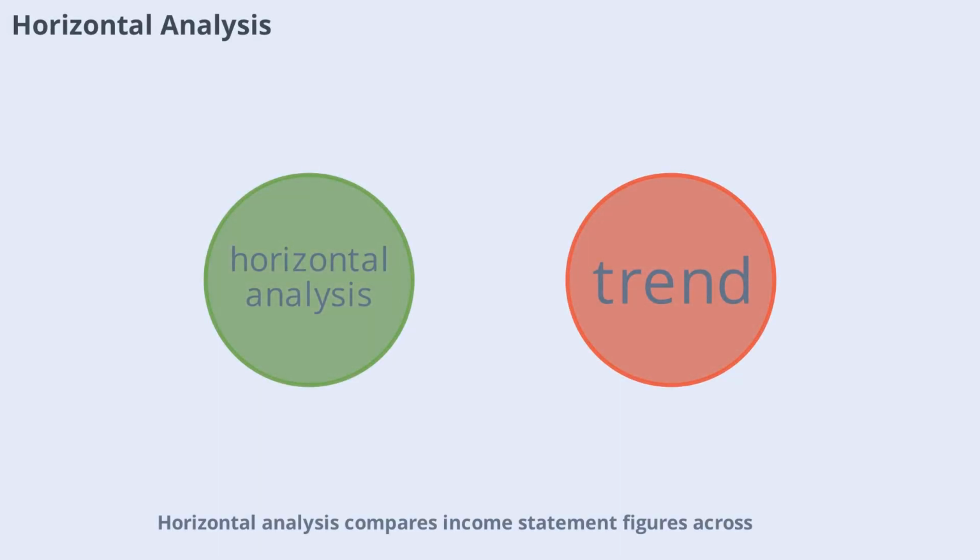Horizontal analysis compares income statement figures across different periods to identify trends and changes. By looking at how revenues, expenses, and profits move over time, you can spot growth patterns or areas of concern. This analysis is especially helpful for long-term planning and strategic decision-making. Use horizontal analysis alongside vertical analysis for a complete financial picture.